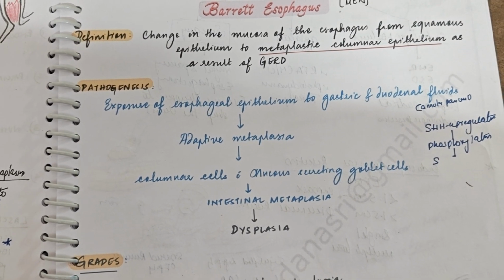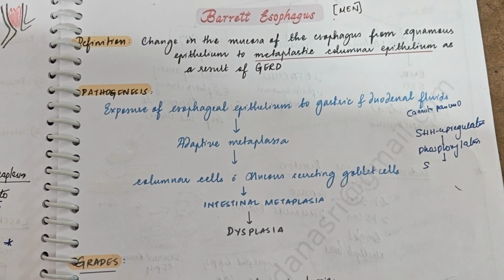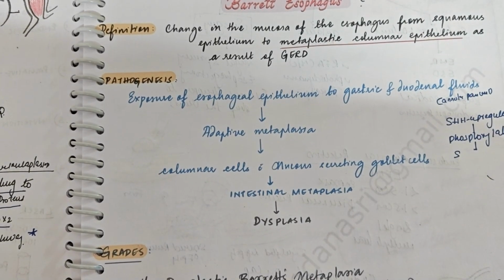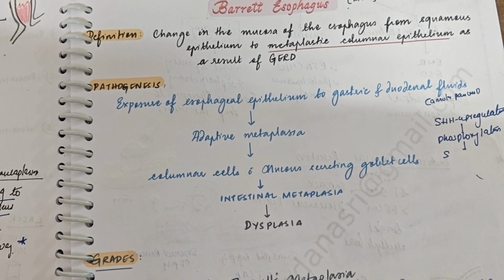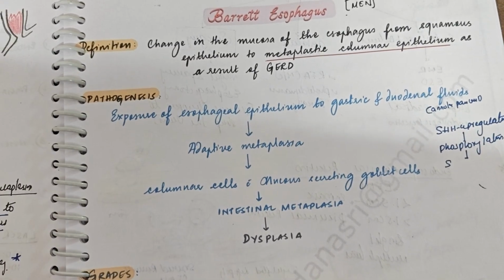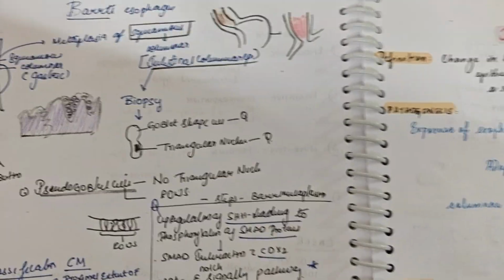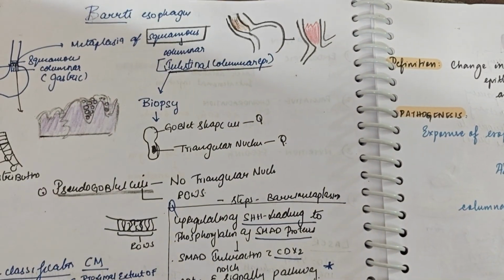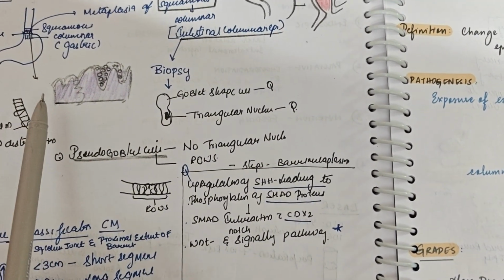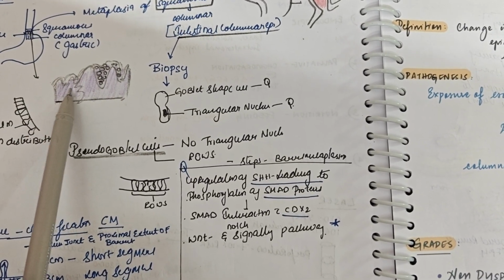So what is it trying to tell us? In Barrett's esophagus, there is a change in the mucosa of the esophagus from squamous epithelium to metaplastic columnar epithelium as a result of GERD. That means if you look at this point here, this is a small section of the mucosa. Now this is the squamous epithelium of the esophagus.